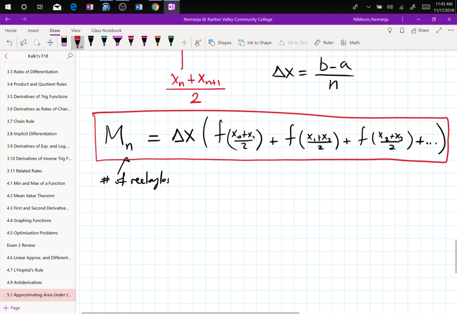And you see that step 1 is to calculate all of the midpoints. Step 1, calculate all midpoints.